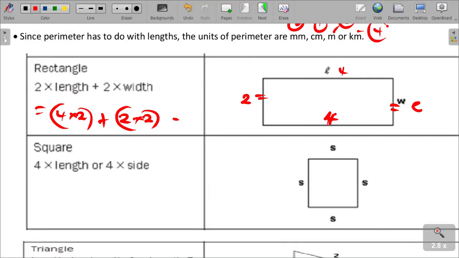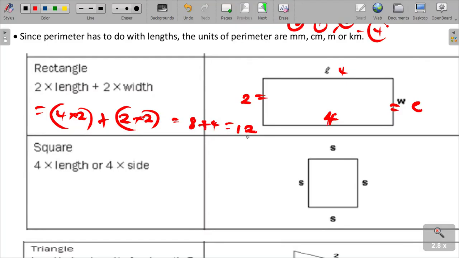That gives us the perimeter. In this case, as an example, we are just saying 8 plus 4, which is equal to 12, which is the perimeter.